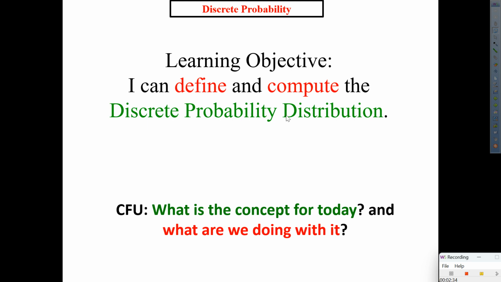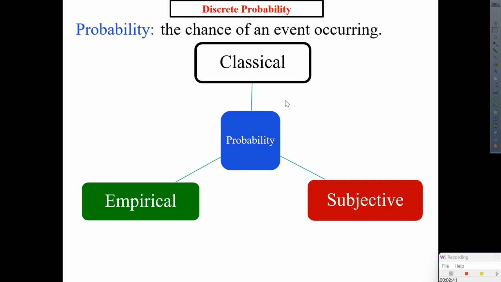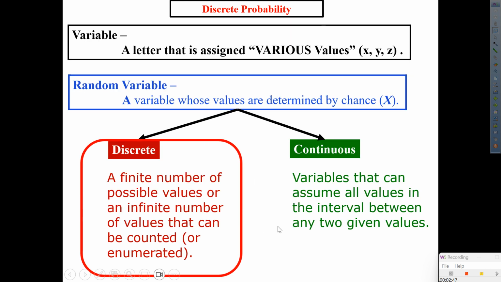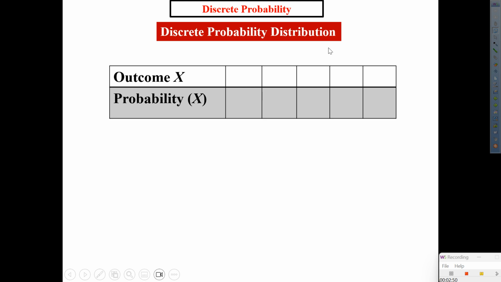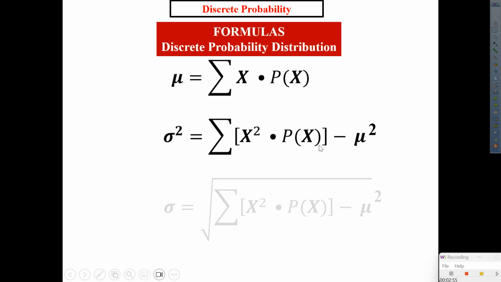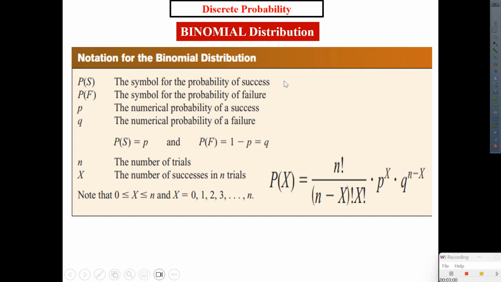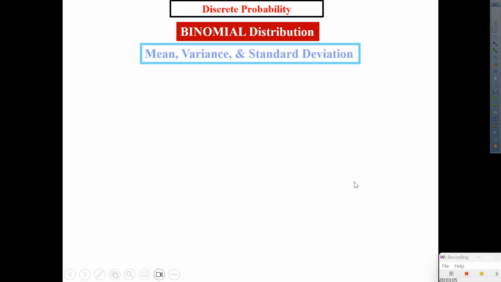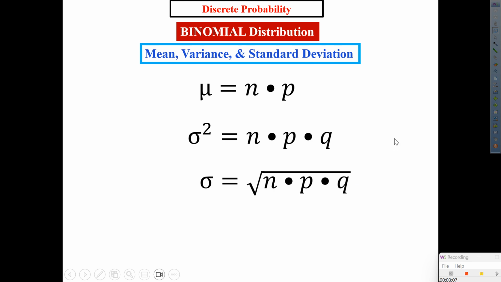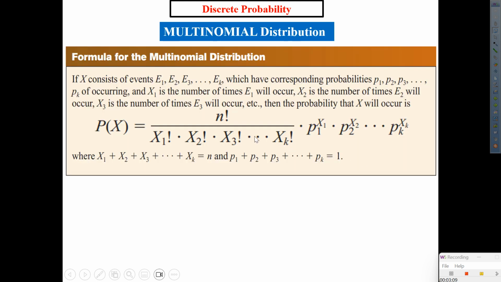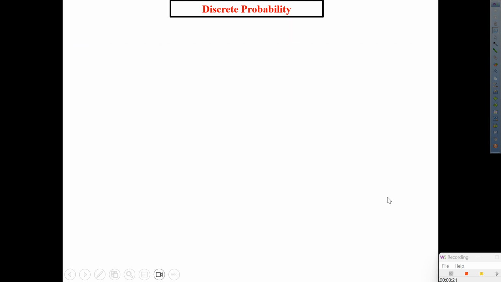So our objective for today: define and compute the discrete probability distribution. Like I said, we're wrapping this up today. Where have we been? We already know all this: classical, empirical, subjective. We know discrete and continuous variables, probability distribution. We talked about the formulas for the mean, variance, and standard deviation. From there, we went to binomial distribution, and you know how to find the mean, variance, and standard deviation using those formulas. From there, we went to multinomial distribution. And that was the end of it, up to right there, which gets us to today. So look up to the screen.